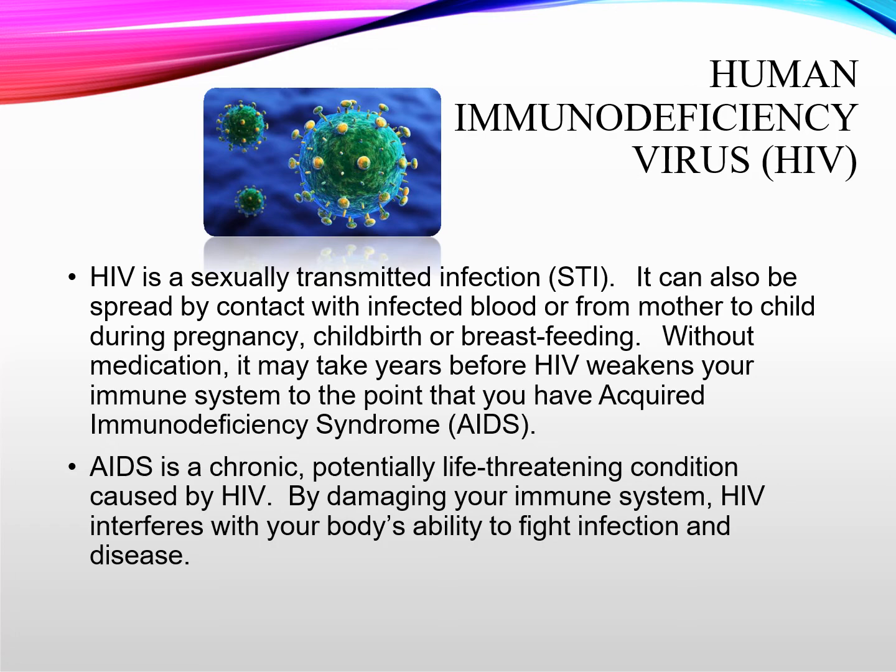HIV. HIV is a sexually transmitted infection spread by contact with infected blood or from mother to child during pregnancy, childbirth, or breastfeeding. Without medication, it may take years before it weakens your immune system to the point where you have AIDS. AIDS is a chronic, potentially life-threatening condition caused by HIV. By damaging your immune system, it interferes with your body's ability to fight infection and disease.